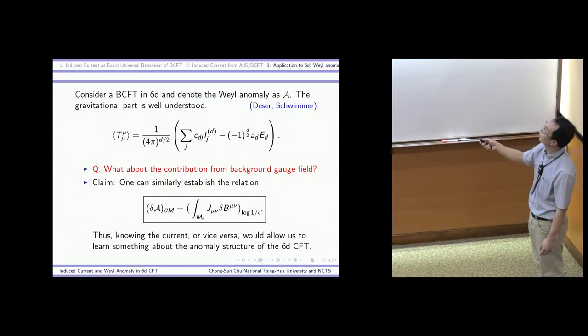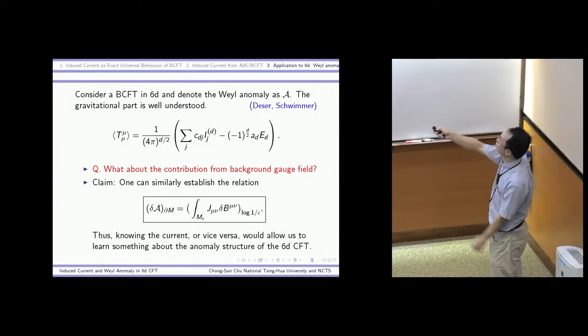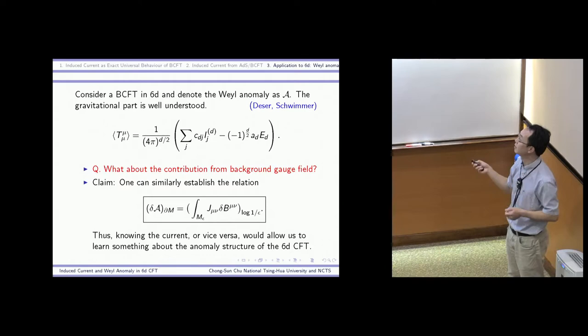So okay. But before I come to this relation, which is the coupling and the anomaly, let me just say one more background about Weyl anomaly. Of course, Weyl anomaly is well known. This is a metric contribution to the Weyl anomaly. But the background gauge field contribution to Weyl anomaly is not known. Only in four dimensions we know it's F squared. In six dimensions, for example, we don't know.